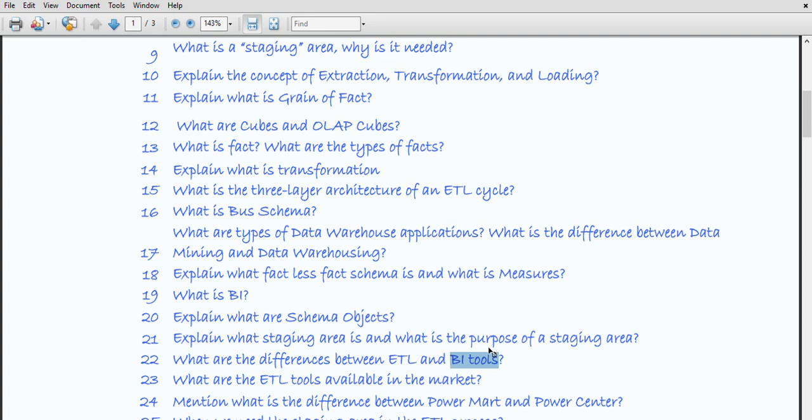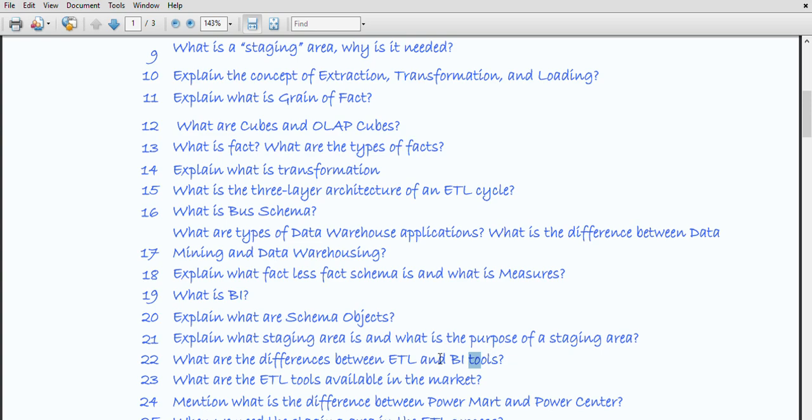Then the next is what is the difference between ETL and BI tools? As we have already seen, ETL means extraction, transformation and loading, and BI means business intelligence. They are different tools used for analysis purposes. So what is the main difference between these two? ETL tools are used to extract data from different data sources, transform the data and load the data into the data warehouse system. While BI tools are used to generate interactive and ad hoc reports for the end user, and data visualization for monthly, quarterly, and annual board meetings.